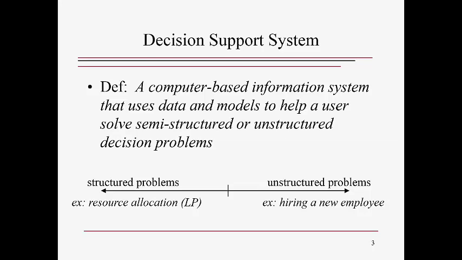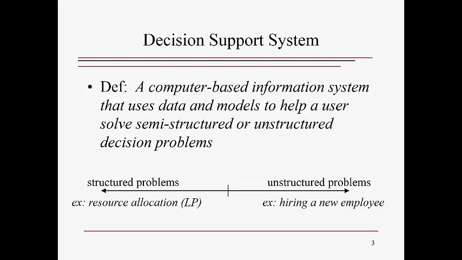Finally, decision problems can generally be classified on a continuum from very structured to highly unstructured. A structured problem is one that an algorithm can be written for so that it can be solved automatically without any user input. Balancing a checkbook or solving a linear programming problem are two examples of this. You always do it the same way and you always get the same answer. On the other hand, an unstructured problem is one for which no algorithm can be written. Solving such problems requires human expertise and judgment, such as hiring a new employee or creating a new product.